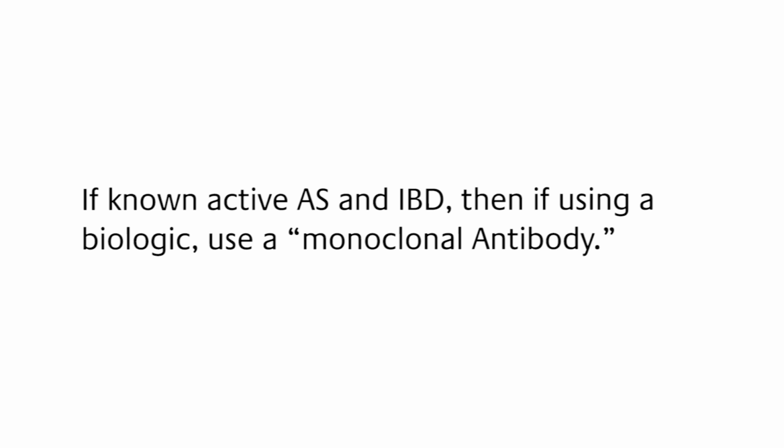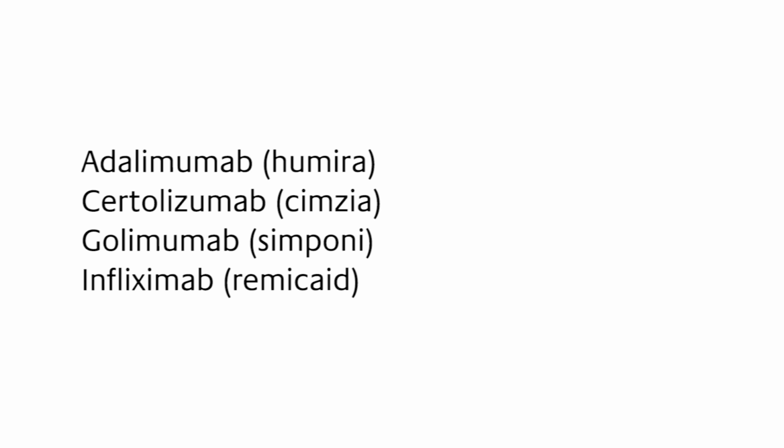Now, if you do have active ankylosing spondylitis and you also have inflammatory bowel disease, and your doctor is going to put you on a biologic agent for your ankylosing spondylitis, the recommendation would be that you use a certain kind of biologic, and those are the ones listed here on the slide. In parentheses is the brand name, though we typically will use the generic name. So adalimumab is Humira, certolizumab is Cimzia, golimumab is Simponi, and infliximab is Remicade. Those are the ones that work for both inflammatory bowel disease and ankylosing spondylitis.